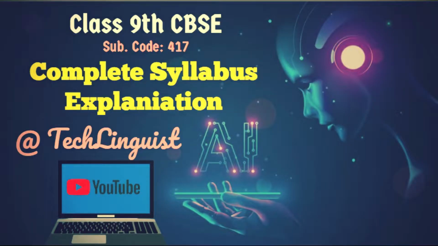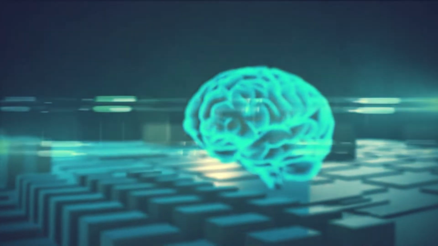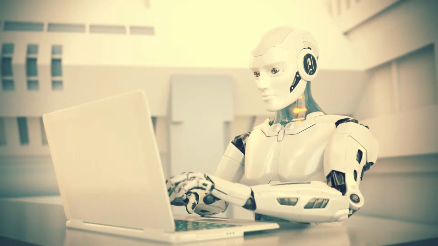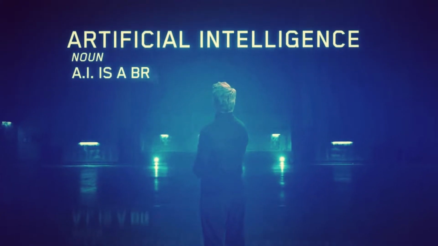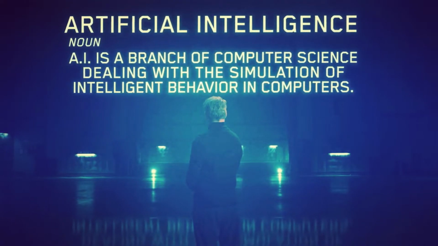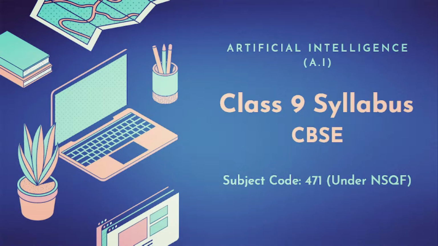In this video, we will discuss the syllabus of artificial intelligence for class 9. Artificial intelligence is being implemented in this session in our school. So, it is important to know about artificial intelligence and how it is different from general education subjects. The AI subject code is 471 and it is being introduced under NSQF, that is the National Skill Qualification Framework, which comes under the Government of India. So, without wasting much time, let us start.